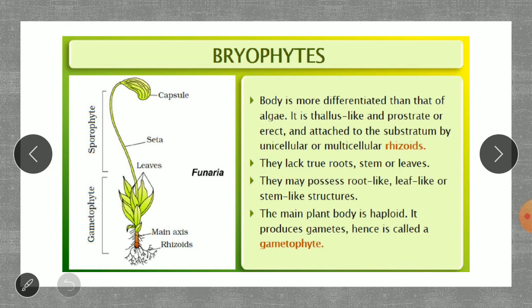So that attachment is going to be because of the rhizoids. These rhizoids are going to be unicellular or multicellular root-like structures which are coming below and helping it to attach to the substrate. They lack true root, stem or leaves. They do not have the true root, stem and leaves like the plants, but they possess root-like, leaf-like or stem-like structures. They are not well developed like that of the plant body.